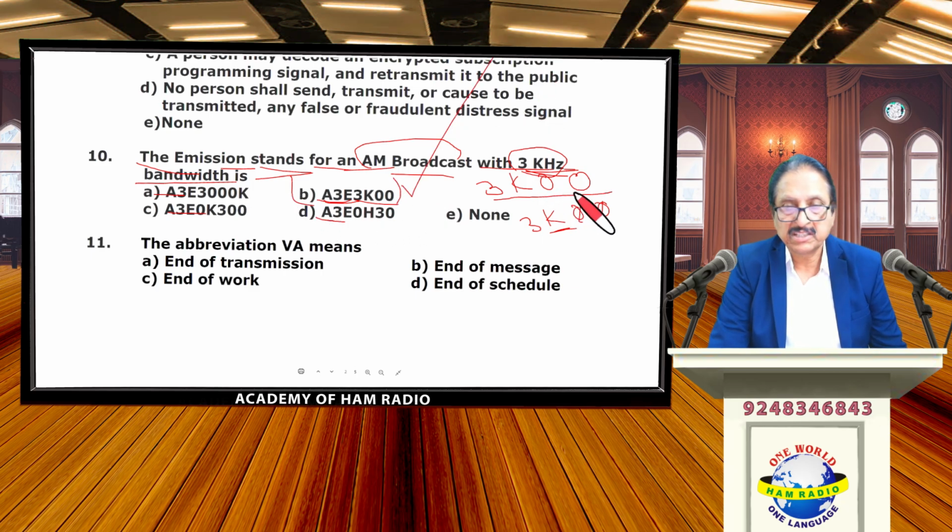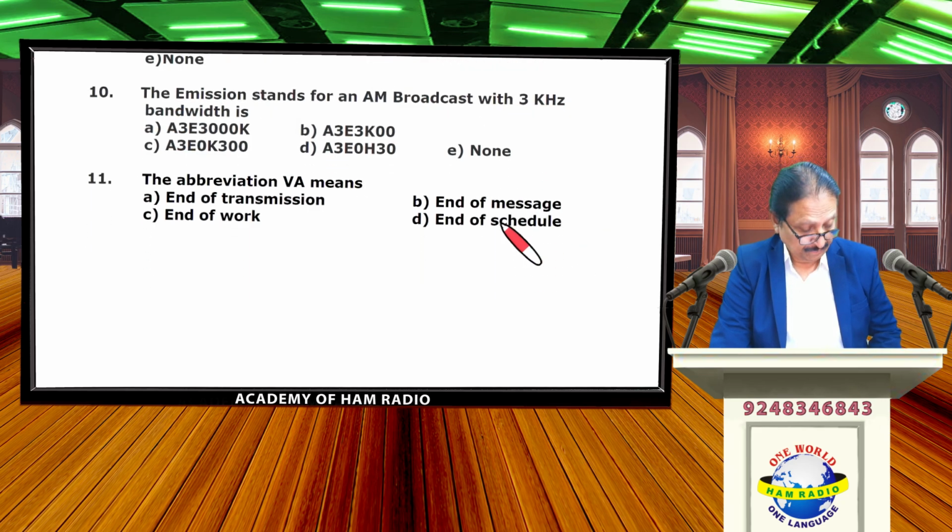Kindly observe these type of questions are like this. The abbreviation VA means end of work. Charlie is the right option.